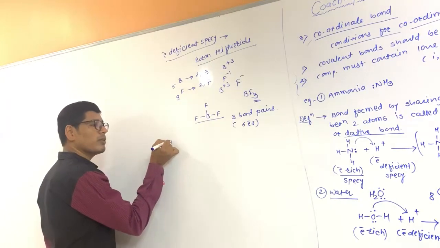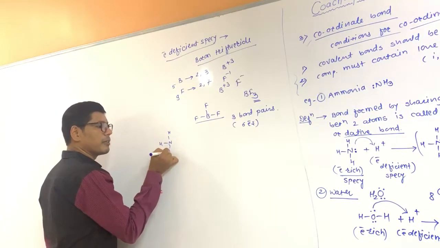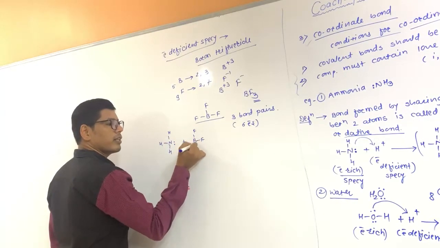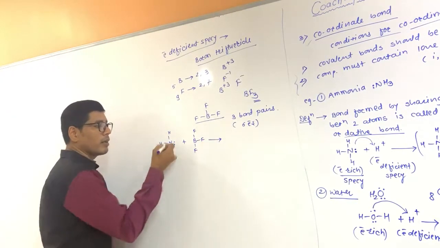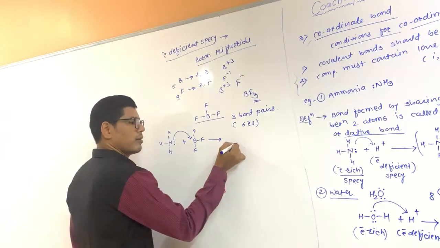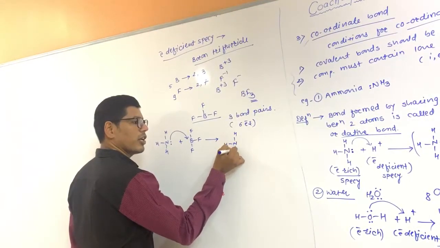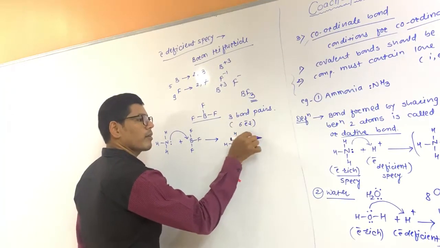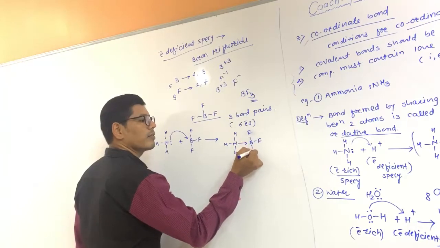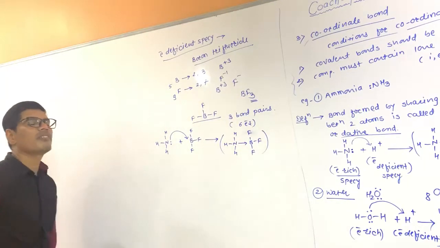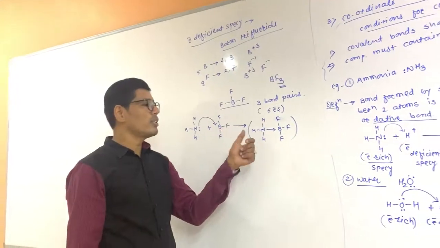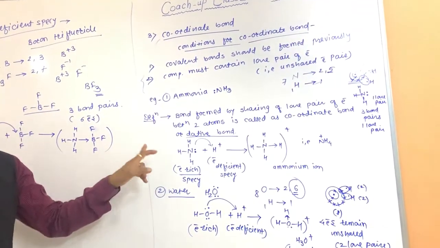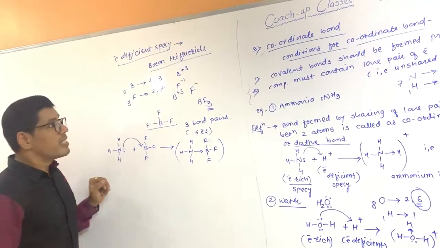A bond can obviously form between NH3 and BF3. NH3 has a lone pair, so it is electron rich, plus BF3 is electron deficient. Here sharing of the lone pair will happen. Right? So this is the coordinate bond concept. What is a coordinate bond? A bond formed by sharing of a lone pair of electrons between 2 atoms, like this.